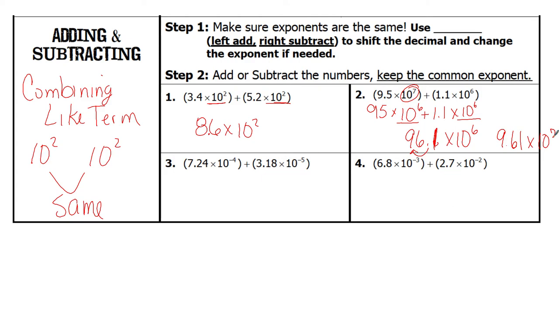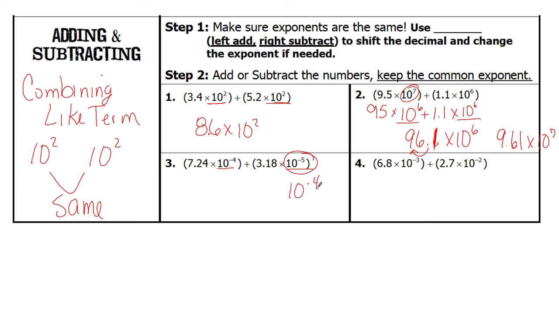Okay. So now that we've had a chance to look at those, it works the same way with all the others. Let's take a look at 3 and 4, and then I'll let you guys practice some on your own. These 2 are not the same. So now I have to make them the same. I prefer to make this one. You could do either one. I prefer to make that one times 10 to the negative 4.